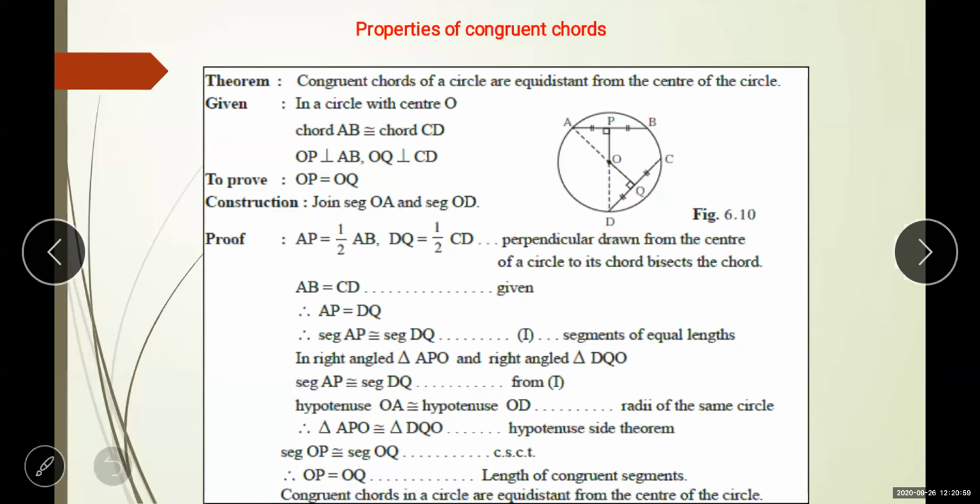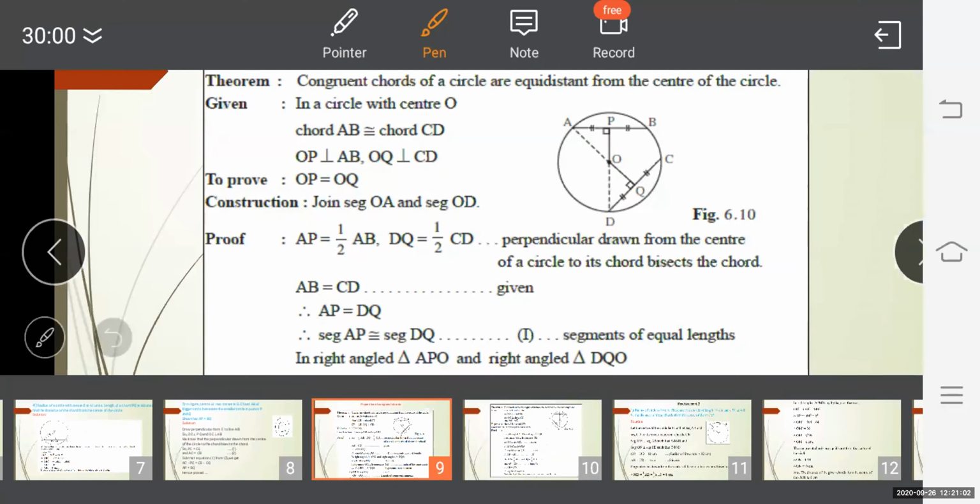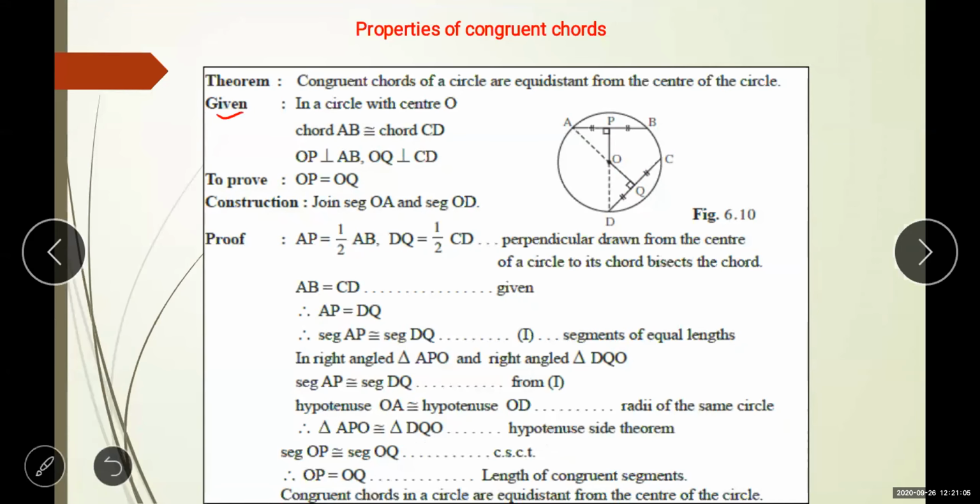Now we already know the property before this. In a circle with center O given, chord AB and chord CD are congruent, because it is already given in the theorem. So we are showing that these chords are congruent. Then from point O, if you draw a perpendicular here, then OP is perpendicular to AB and OQ is perpendicular to CD. Then what we have to show is that this OP distance and OQ distance are equal.